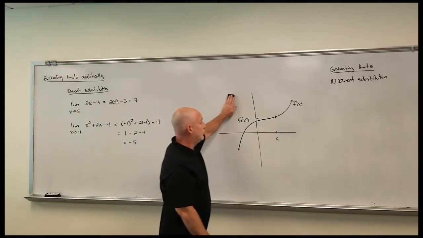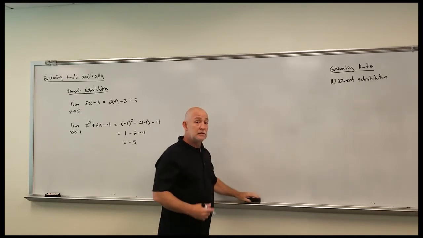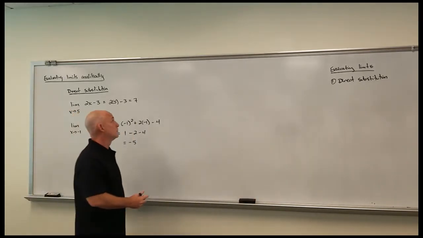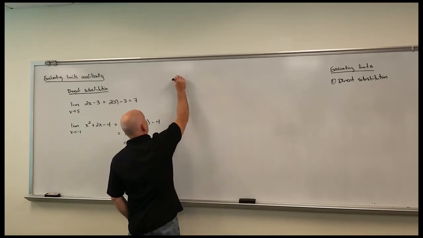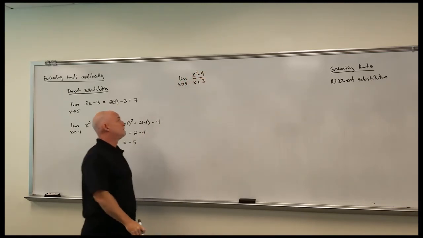Well, like all things in life, of course, it's not always that easy. Direct substitution doesn't always work because you don't always get a value out of the function. Let's continue along these lines. What if I said the limit as x approaches 3 of x squared minus 9 all over x plus 3?